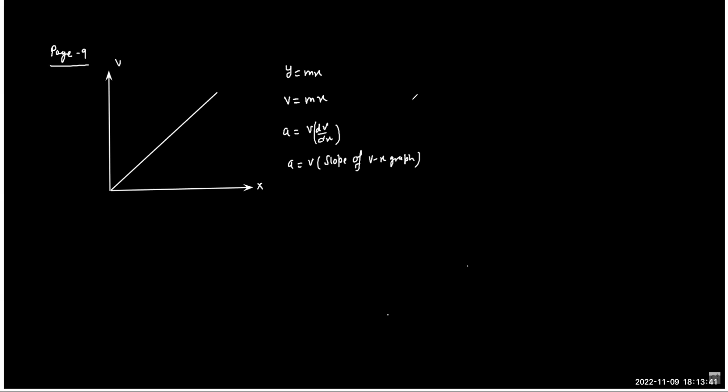Yes, sir. Now, once dv by dx represents the slope of the v-x graph, look at the graph. What do you think? The slope is constant or variable? Constant. So can we say this is v into some constant? Can we write like this? And what is v itself? Some constant into x. So can we write a is some constant into x? Can we say a is proportional to x?